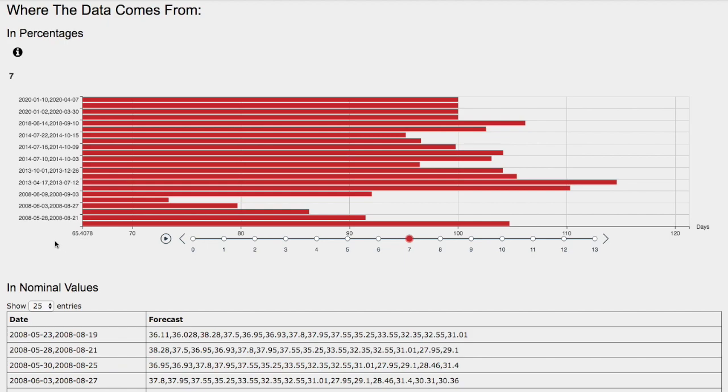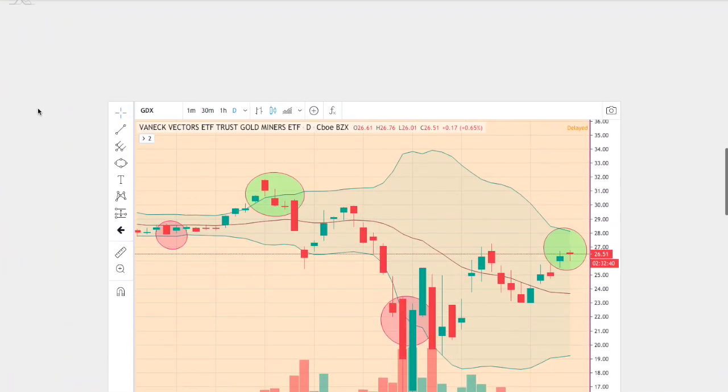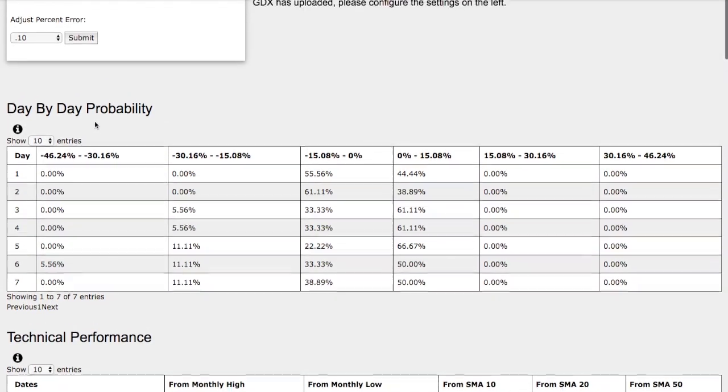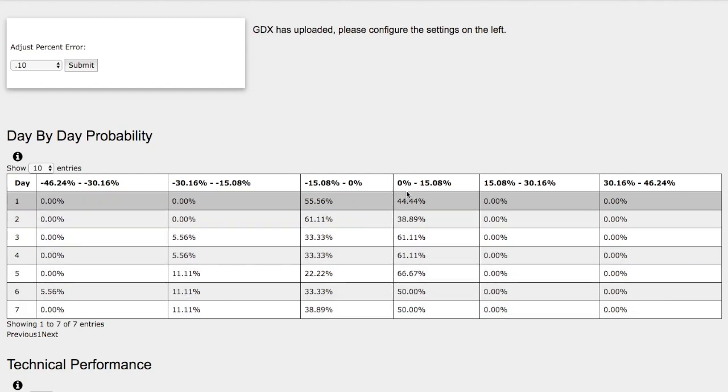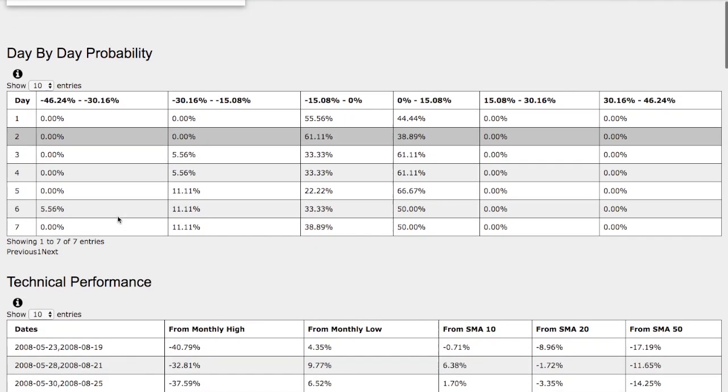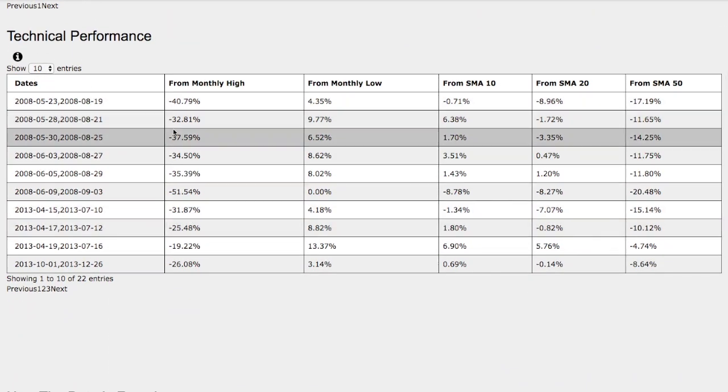The model that we just examined was April 19, 2013 to July 16, 2013. Back then, gold miners was up around 5.3%. So if we head back to the day-by-day probability model, that coincides with the 50% chance for gold miners to climb higher between 0 and 15%. So let's examine more closely the technical performance of each model.